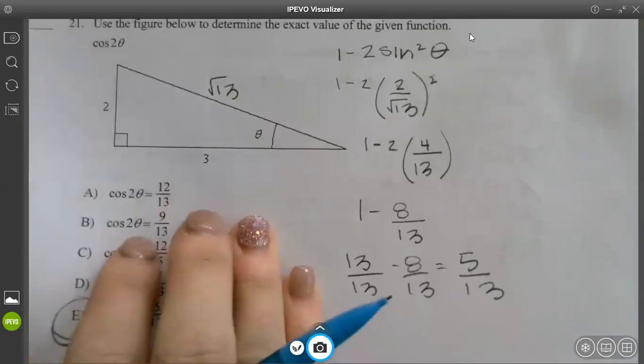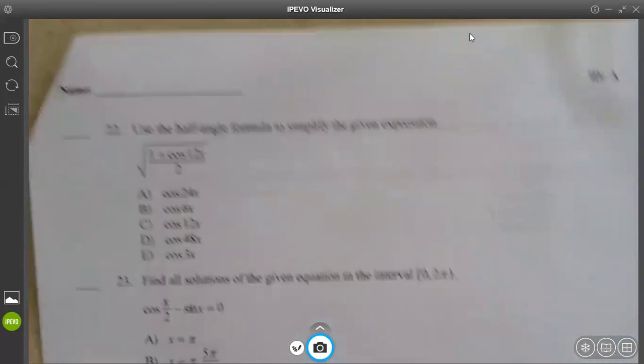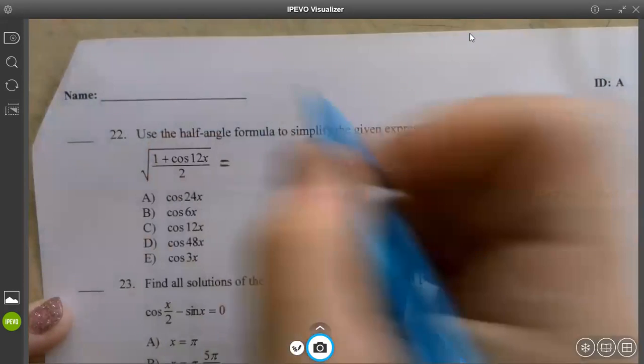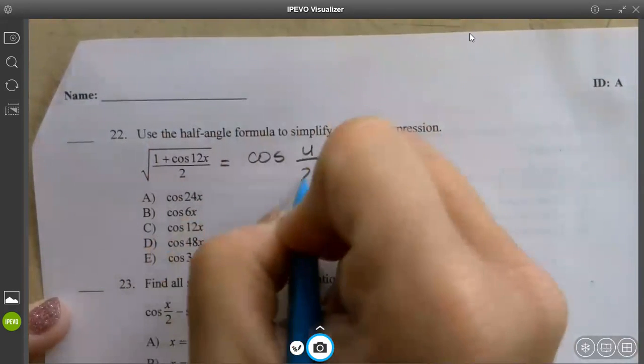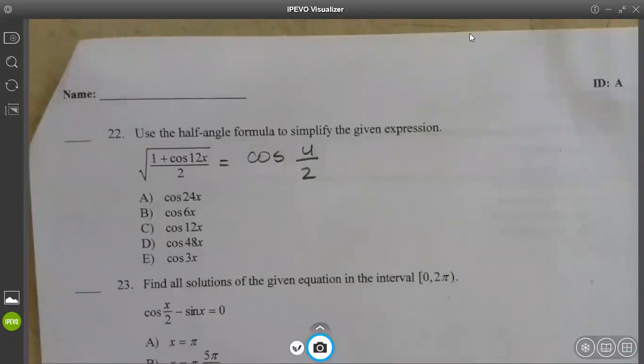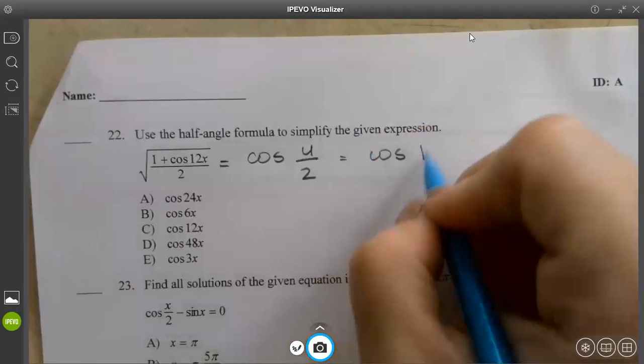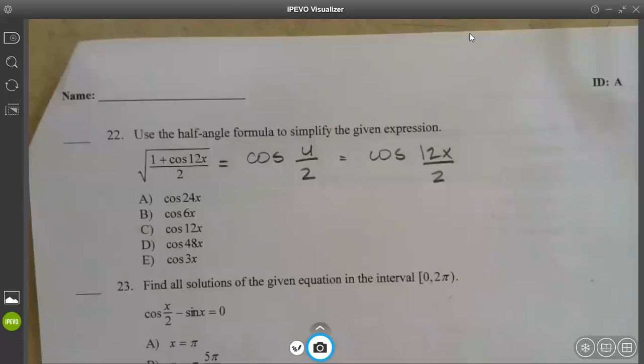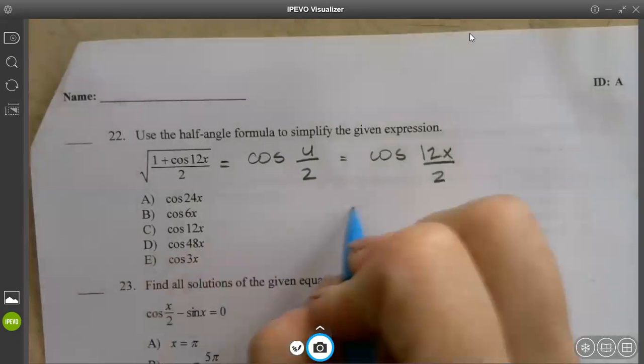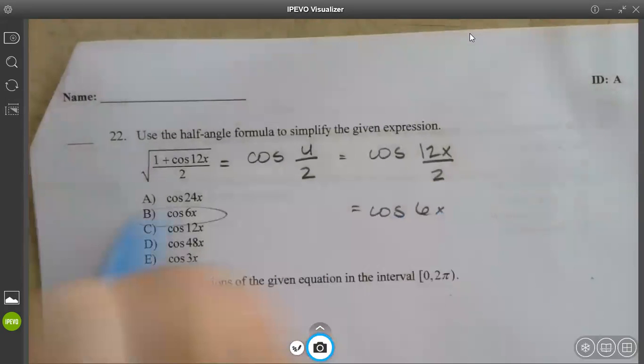Alright, same thing on this one. I should have given you this and I didn't. So this is equal to cosine u over 2. Those are the half angle formulas. What will u be? What do you think u is going to be? Say it again. 12x. And what do we get? How else could we have done this?